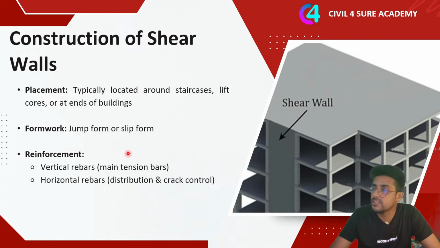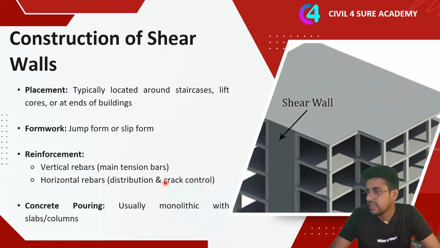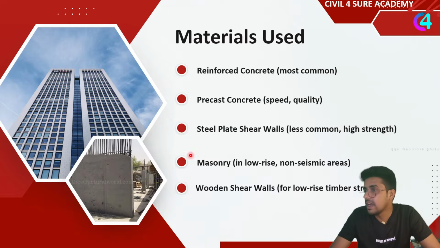The reinforcement is going to be similar to the slabs. It is going to have vertical rebars, that is the main tension bars, and horizontal distribution rebars are going to be there for the serviceability criteria. The concrete pouring is going to be monolithic, as I have told you earlier, with the slabs and the columns.